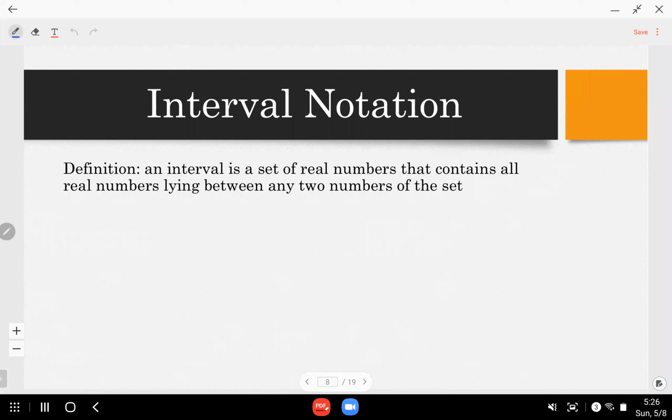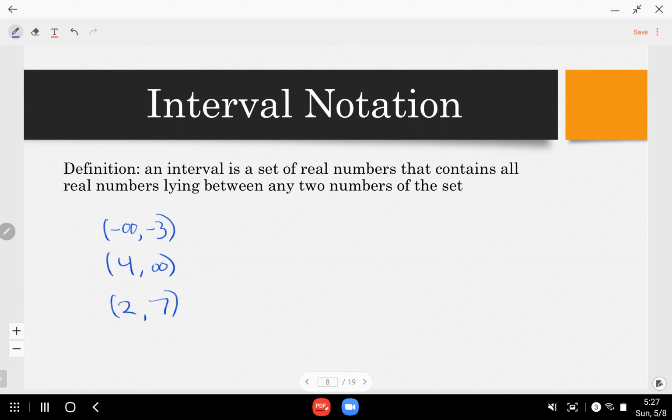In an interval, we have examples. An interval has to have two numbers, and they can be infinity. So you can have infinity to -3, and then we can have 4 to infinity. But also we can have it between two real numbers, like this, 2 to 7.